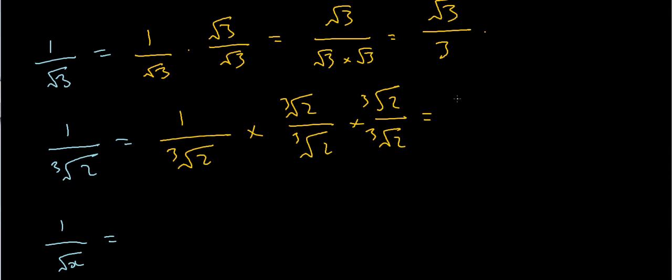On top, it's the cube root of 2 times the cube root of 2. This is the same thing as the cube root of 2 squared, but 2 squared is 4, so this is just the cube root of 4. And on the bottom I've got the cube root of 2 times the cube root of 2 times the cube root of 2, which is just the cube root of 2 cubed. And the cube root of 2 cubed is just 2. So that's how I rationalize the denominator of this one.